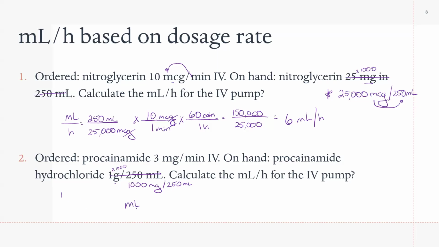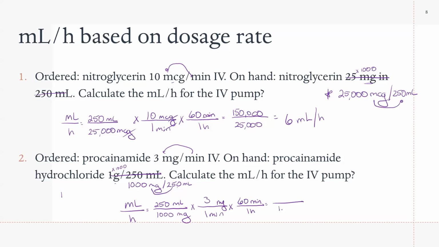So you're going to look for a milliliter per hour. So the milliliter is this 250. And there is 1,000 milligrams in that 250 milliliters. But you don't want milligrams. You want to multiply them or get rid of them. So there's 3 milligrams per 1 minute. But you have to set the pump per hour. So times 60 minutes over 1 hour.